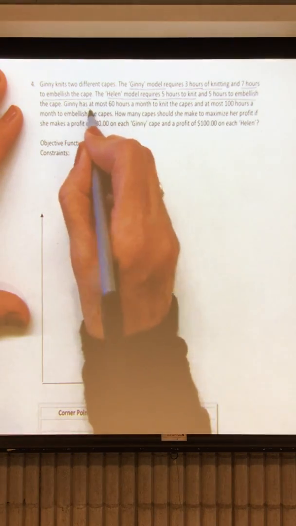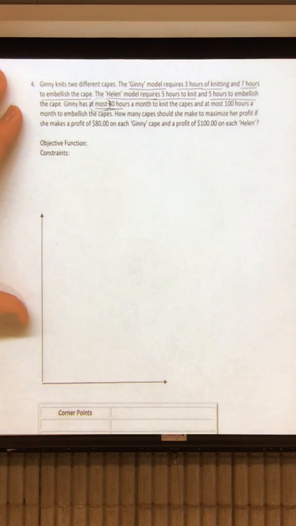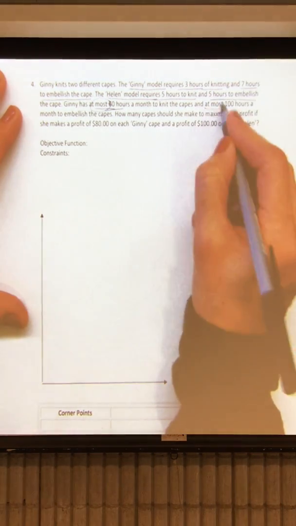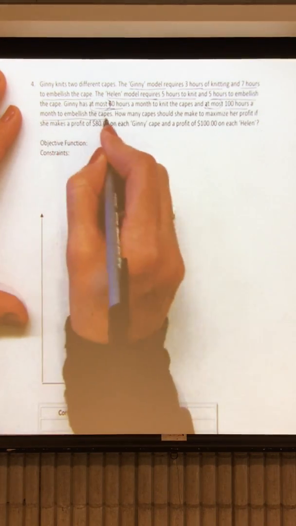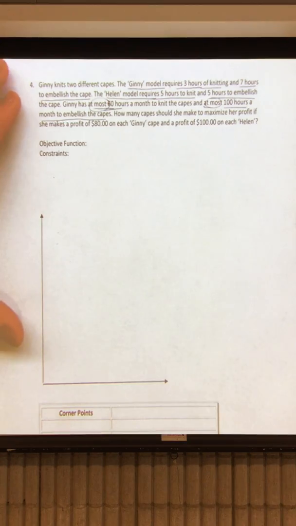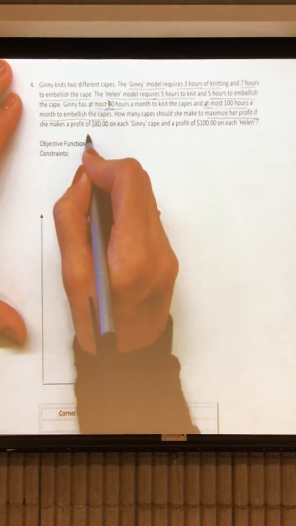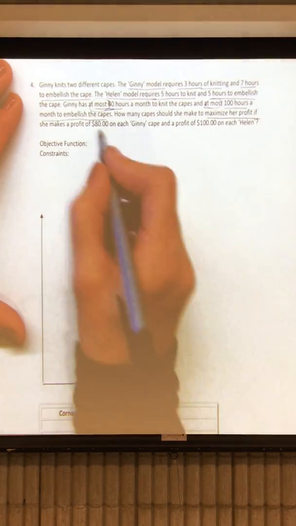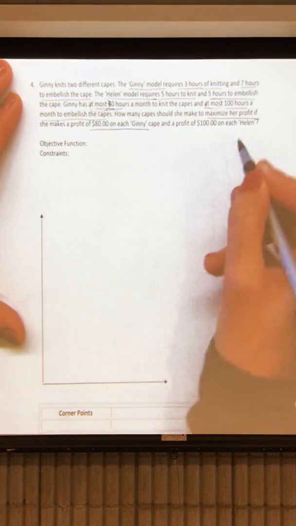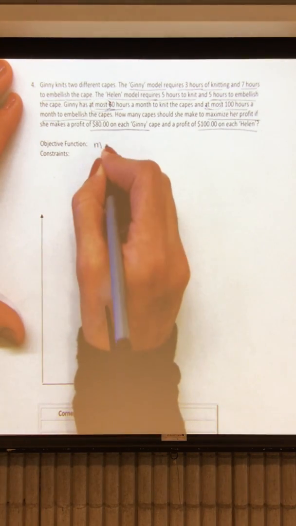The Jenny model has at most 60 hours a month to knit the capes and at most 100 hours to embellish the cape. So at most, we know that's our inequality, and our inequality is less than or equal to. And here you want to maximize the profit. The profit of the Jenny cape is $80 and the profit of the Helen cape is $100, which means that that is our objective function.